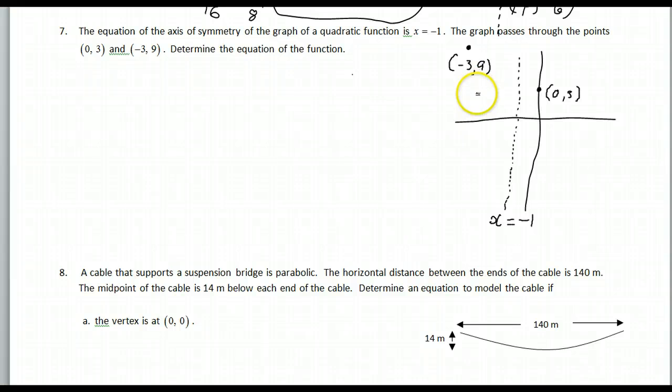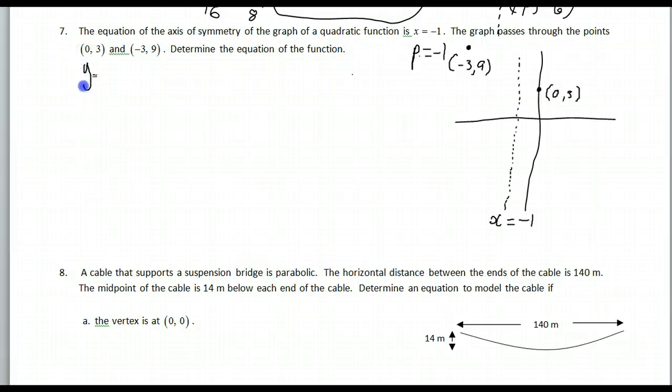So to figure this out, what do we know? Well, since we have x equals negative 1 as the equation of the axis of symmetry, we know that p is equal to negative 1. We don't know the q value, and we don't know the a value, which determines the shape. So let's start off by writing down the equation, listing what we do know, and see where we go from there.